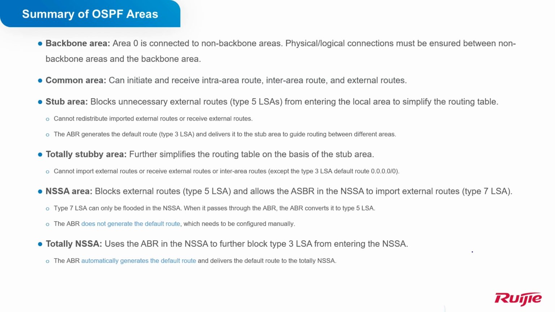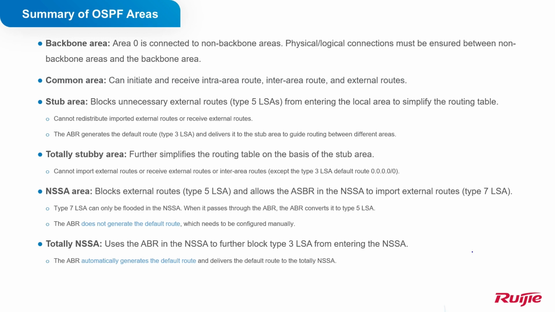So for the NSSA area, we will generate a new type, a Type 7 LSA information. But the Type 7 LSA information can only flow within the NSSA. So if we want to transmit the route information to other areas, we have to convert the Type 7 to become Type 5 LSA information in other areas, so that the backbone area and other non-backbone areas can access the external network which is connected with the NSSA area.